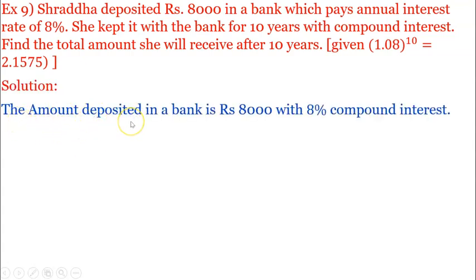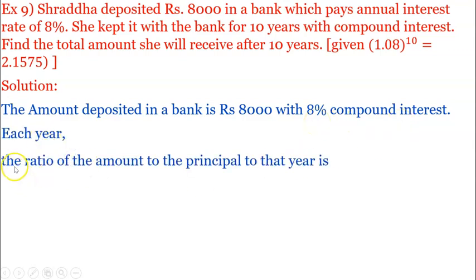The amount deposited in a bank is rupees 8,000 with 8% compound interest. Each year, the ratio of the amount to the principal of that year is a constant. That is, if we take the rate of interest as 8% and the principal as 100, then the ratio of amount to the principal is 108 upon 100.